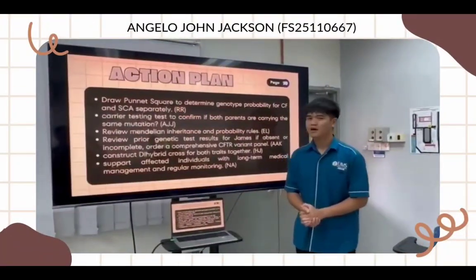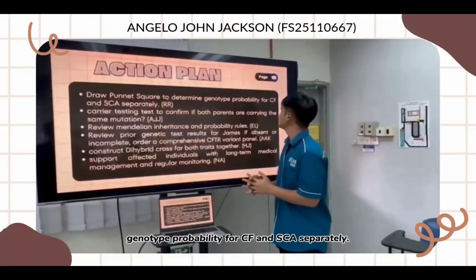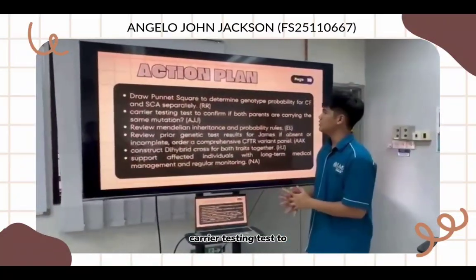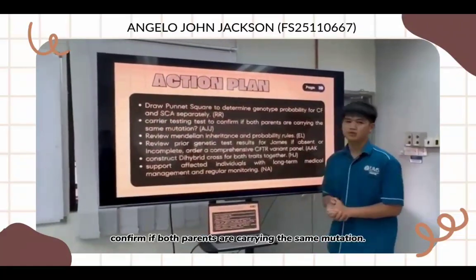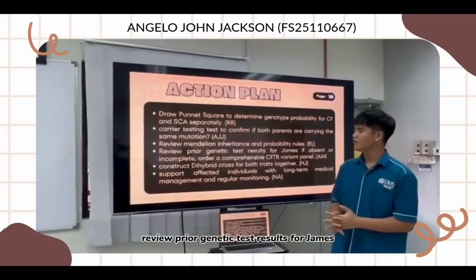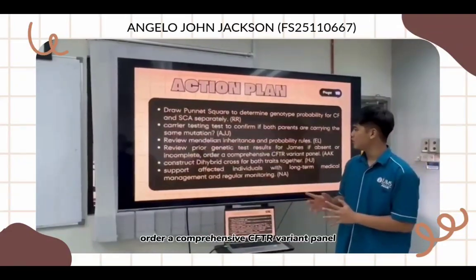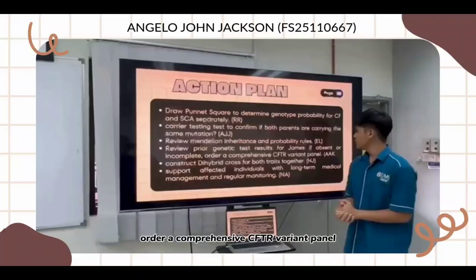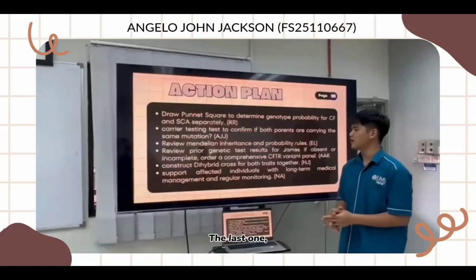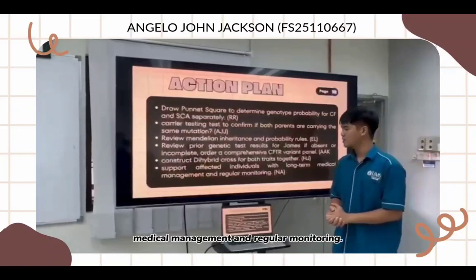For the action plan, our group has prepared six action plans. The first one, draw a Punnett square to determine genotype probability for CF and SCA separately. Second, carrier testing to confirm if both parents are carrying the same mutation. Third, review Mendelian inheritance and probability rules. Fourth, review prior genetic test results for James, and if absent or incomplete, order a comprehensive CFTR variant panel. Fifth, construct a dihybrid cross for both traits together. And the last one, support affected individuals with long-term medical management and regular monitoring.